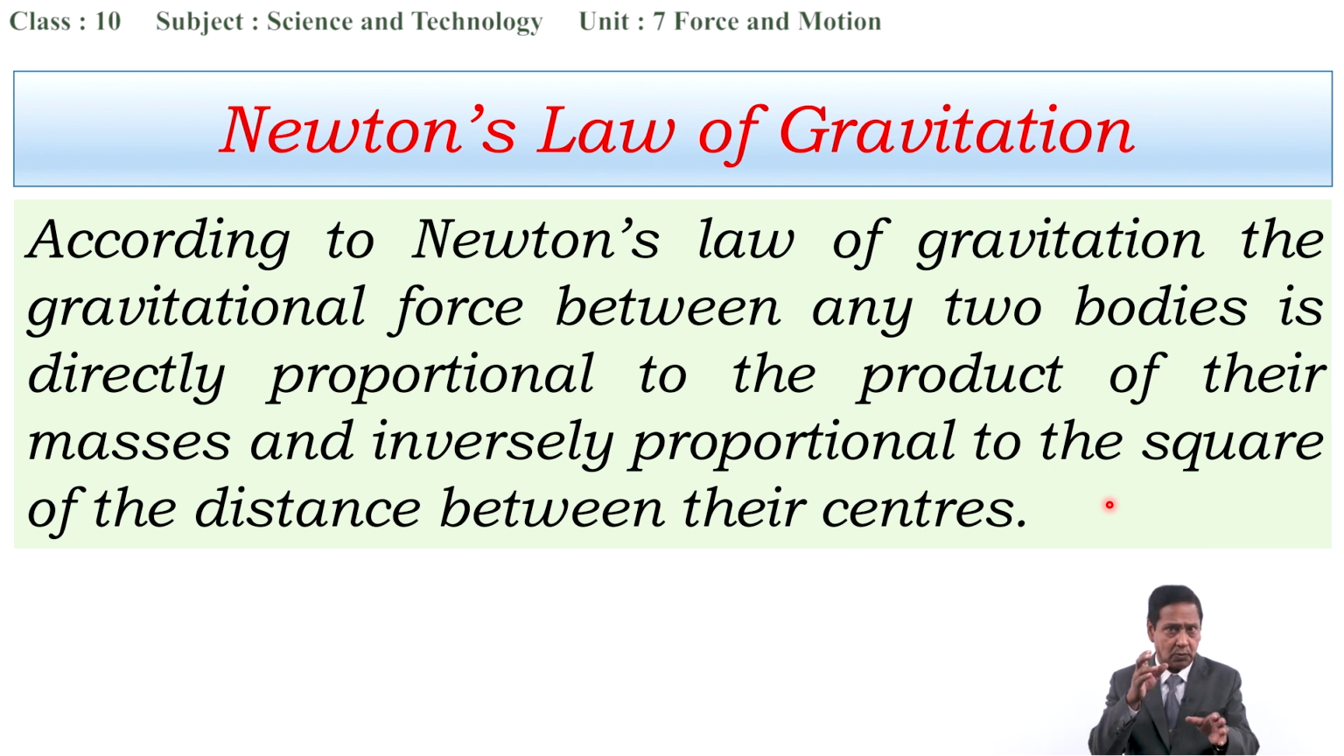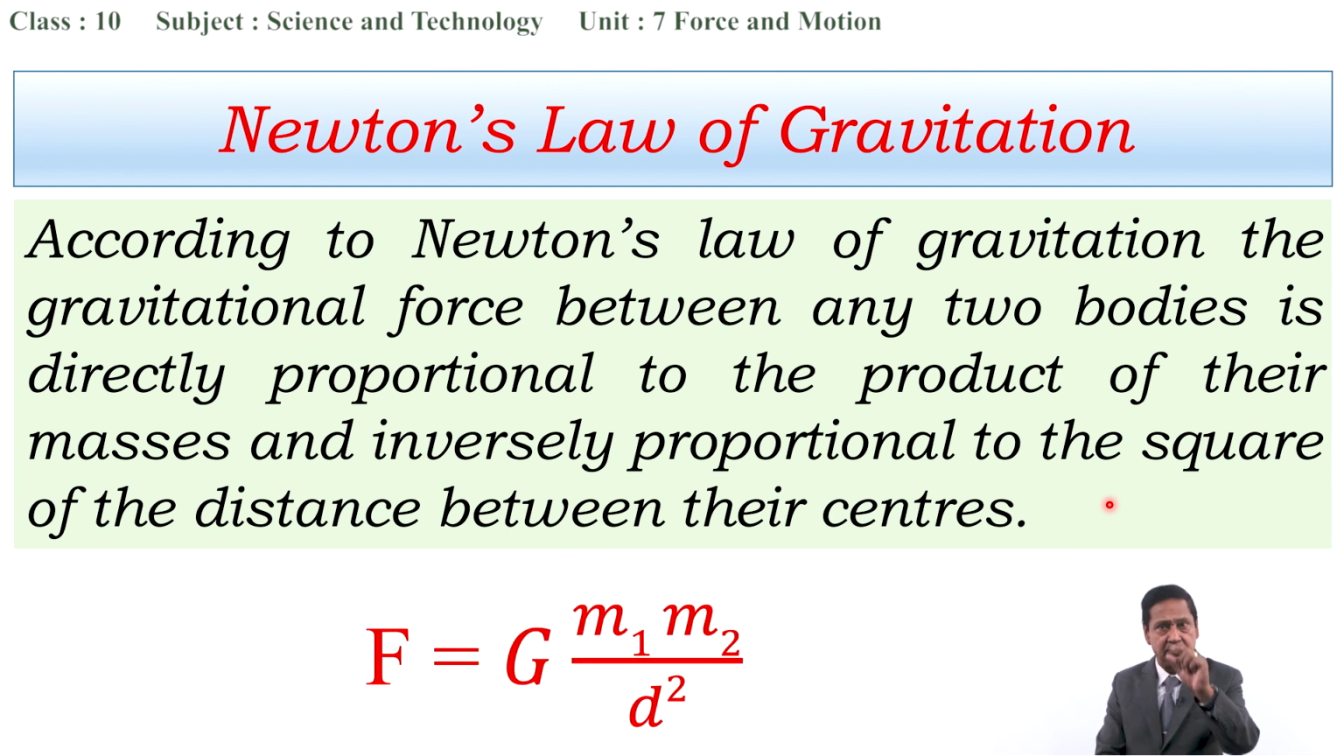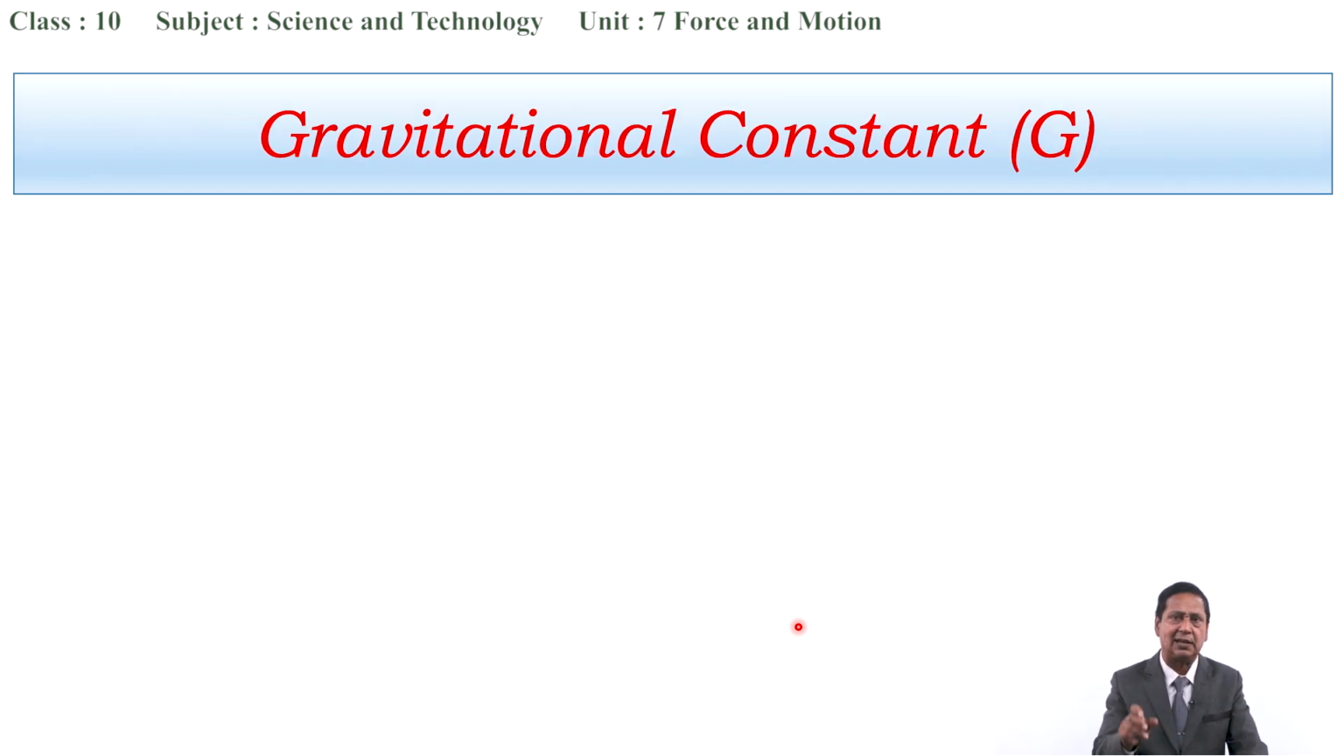I don't want to go into detail. With the help of this law, we derived this equation in the previous class: F equal to capital G m1 m2 by d square. Here F is the gravitational force, m1 and m2 are the masses of the two bodies, and d is the distance between them. But capital G is the gravitational constant, and we are going to focus on this capital G. Exactly what is it?